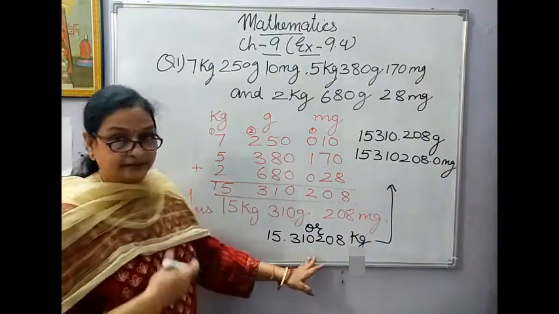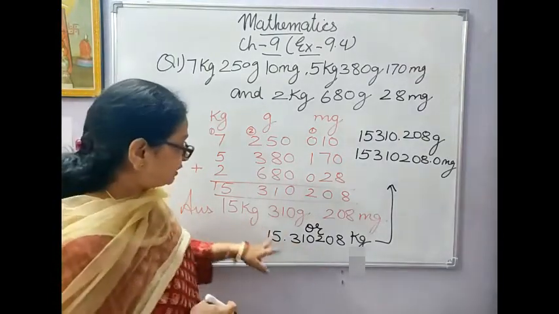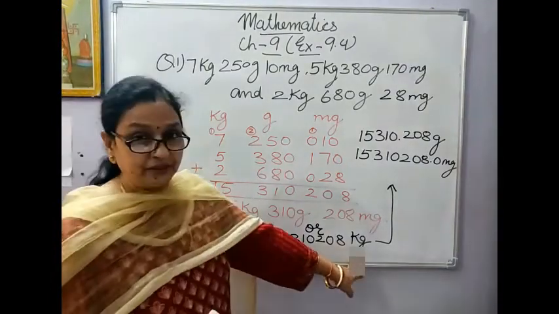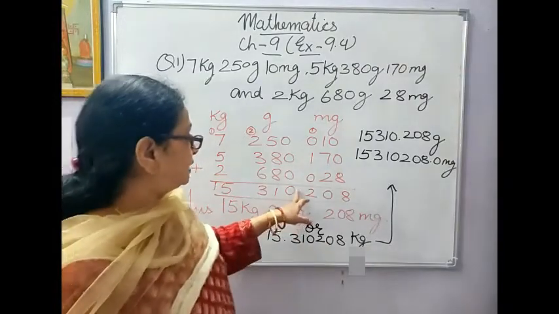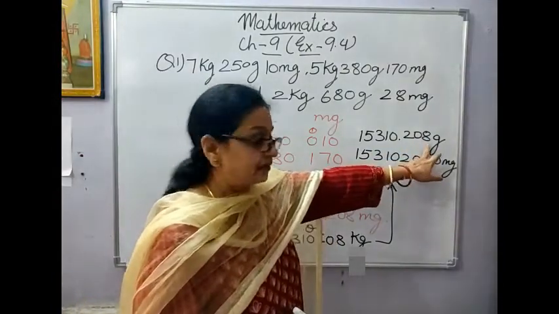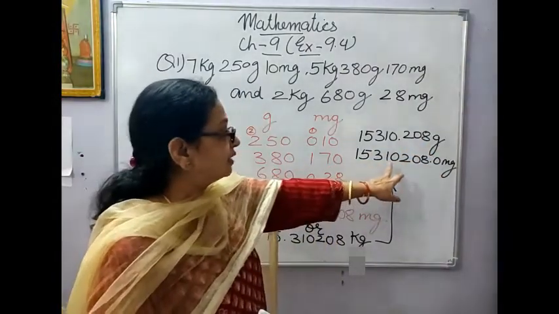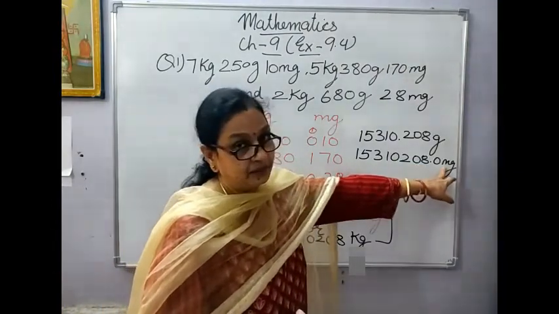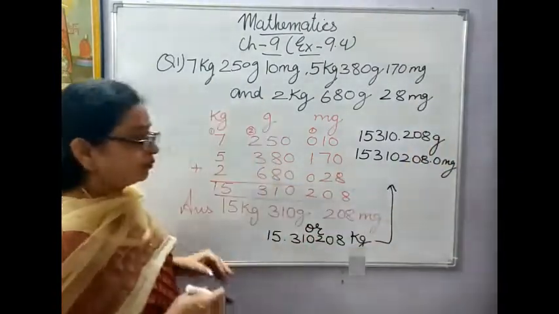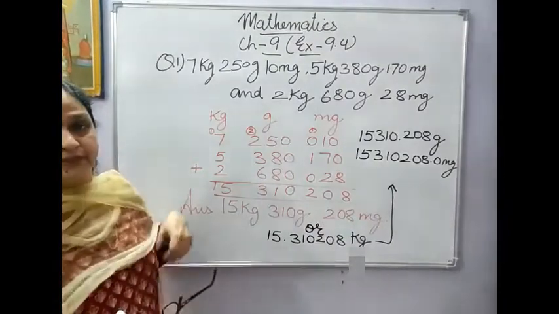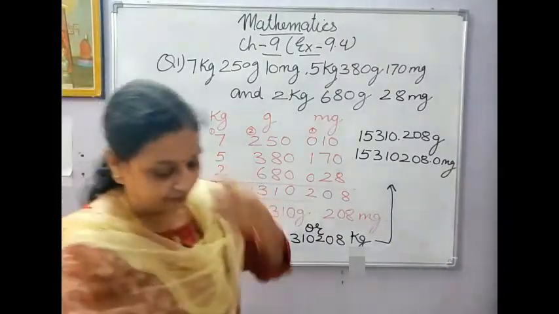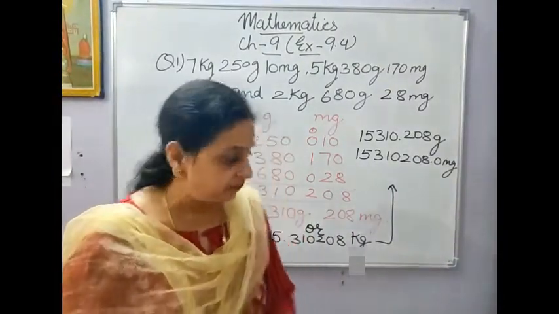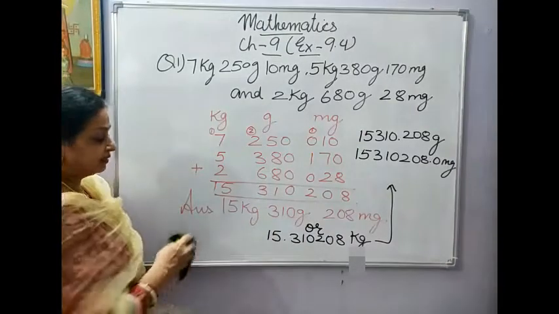I hope this is clear. You have put the decimal after the kilograms and put the unit kilogram. You have put the decimal after grams and you have written the unit gram. Here you have put the decimal after the milligram and you have written the unit milligram. This is how you convert in decimals. Then one more sum I will be showing on the board. I hope this much is clear to everyone.